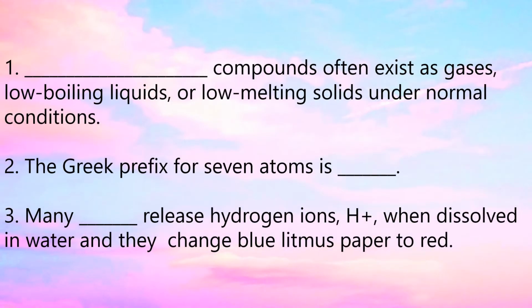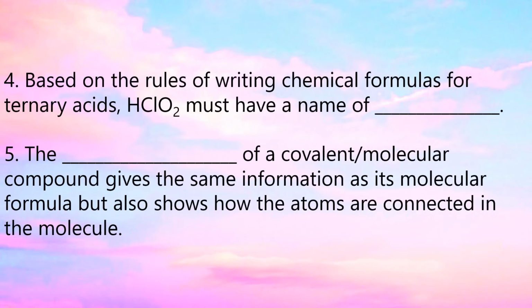1. Blank compounds often exist as gases, low-boiling liquids, or low-melting solids under normal conditions. 2. The Greek prefix for 7 atoms is blank. 3. Many blank release hydrogen ions, or H+, when dissolved in water and they change blue litmus paper to red. 4. Based on the rules of writing chemical formulas for ternary acids, HClO2 must have a name of blank. And 5. The blank of a covalent molecular compound gives the same information as its molecular formula, but also shows how the atoms are connected in the molecule.